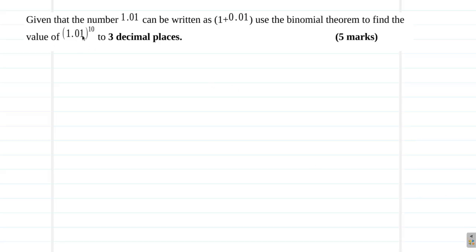Given that the number 1.01 can be written as 1 plus 0.01, use the binomial theorem to find the value of 1.01 raised to the power of 10 to 3 decimal places. Alright.